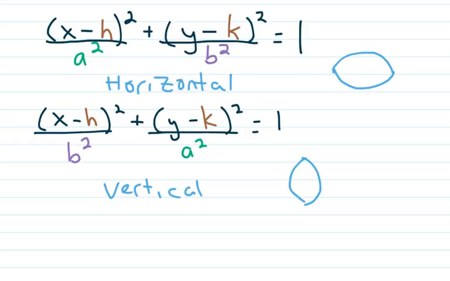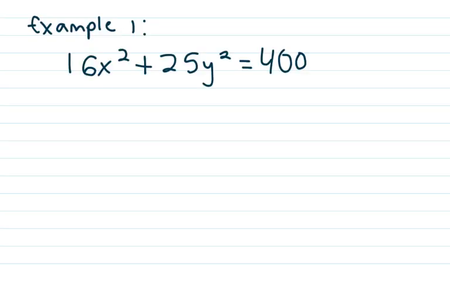All right, let's do an example then. Example 1. What's the issue with the example I just gave you? It's not over anything. It's not set equal. Somebody else set it to 1. All right, well, how can I get the 400 to become a 1?